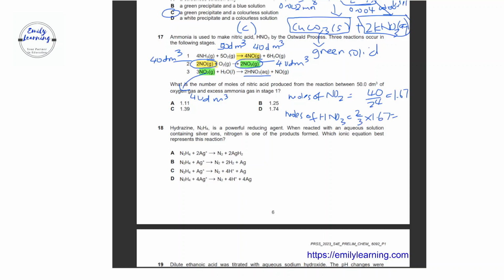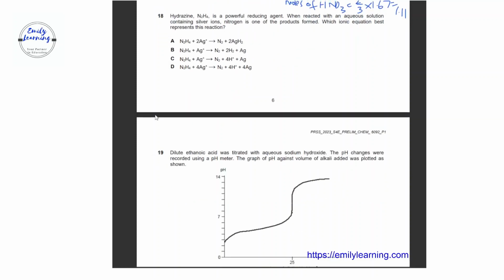So it gives me 1.11. So based on this, the answer for question 17 is A. Moving on to 18, hydrazine N2H4 is a powerful reducing agent. When reacted with an aqueous solution containing silver ions, nitrogen is one of the products formed. Which ionic equation best represents this reaction?